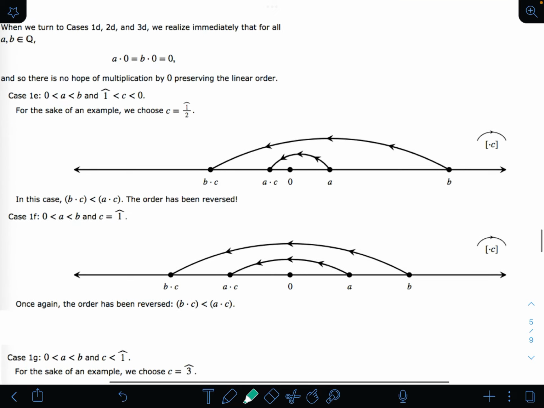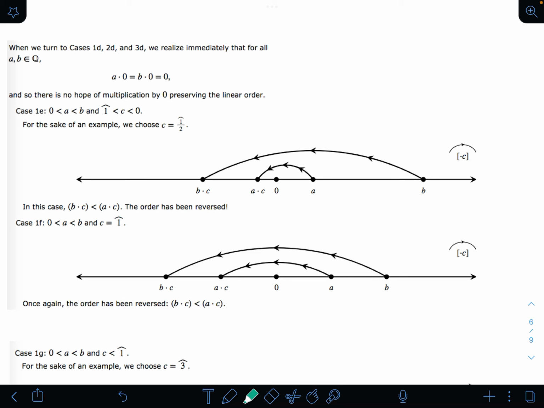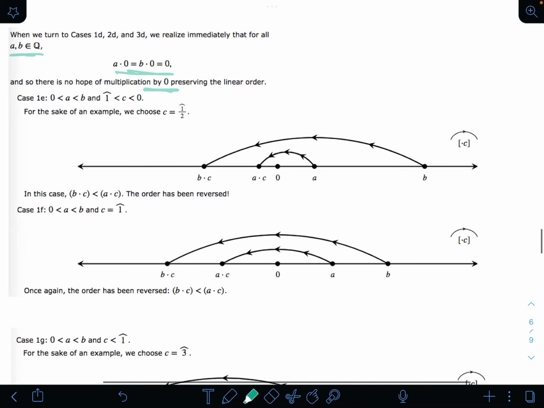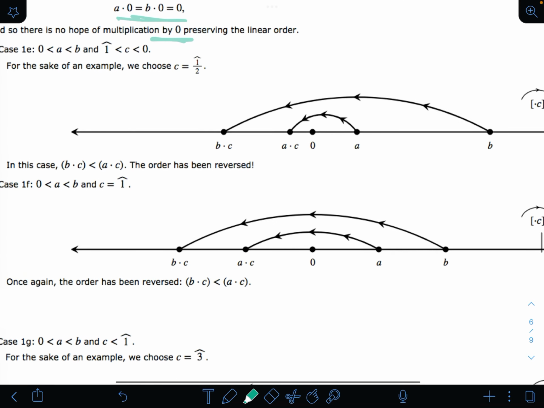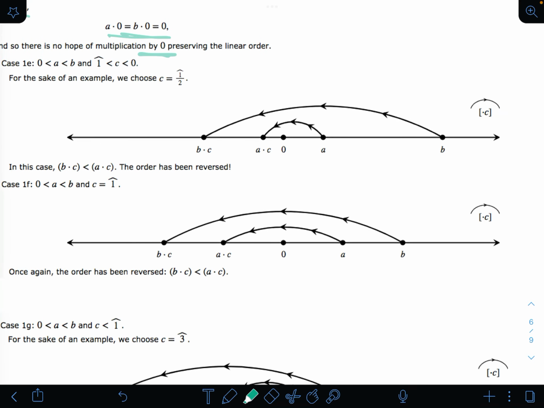Okay, you're back. So when we look at cases 1D, 2D, 3D, we realize those are the ones where it's multiplying by 0, right? A times 0 is equal to B times 0, which is 0. So we're not going to have multiplication by 0 preserving that kind of order. Case 1E, of course, is where we're choosing some negative fraction.